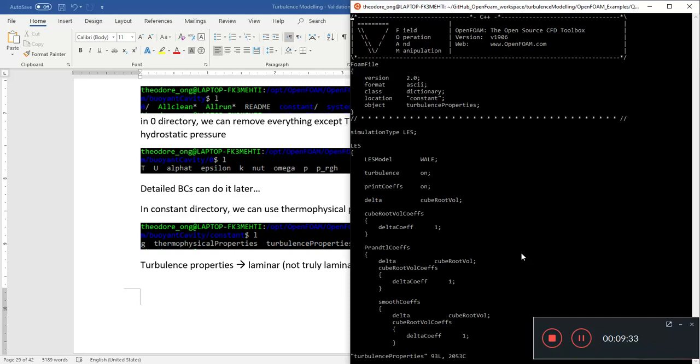I'm not going to say how here, but what about for DNS? For DNS, we do not have any turbulence model, so for the simulation type, you can treat it as if it's a laminar flow. So you can say it's laminar here. What it means is that it'll turn the turbulence modeling off, but it does not mean that the flow is laminar. It just means that there's no turbulence that you're simulating with a model. So everything is resolved in a DNS.